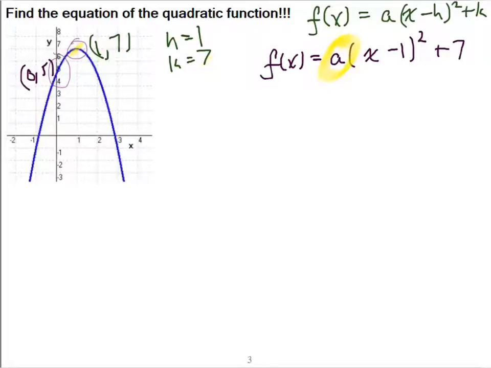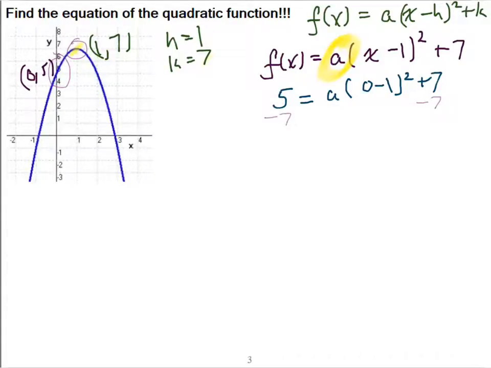All right. So now we're going to do that. We're going to plug in 0 and we get 5. So we have 5, right? That's f of x, that's the y value, equals a times (0 minus 1) squared plus 7. And we're going to solve for a now. So we can solve for a. So I'm going to subtract 7 on both sides. So it's minus 7.